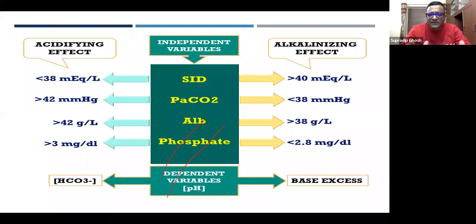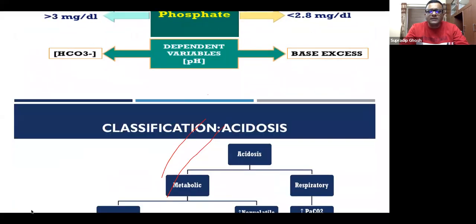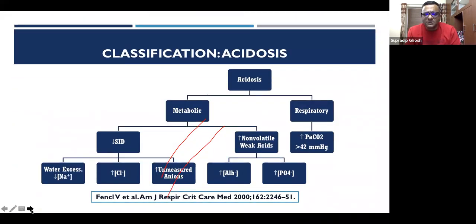The opposite is true. If the SID goes below 38 milliequivalents per liter, that produces metabolic acidosis. If the PaCO2 goes above 42 millimeters of mercury, it produces respiratory acidosis. If the albumin goes more than 4.2 grams per deciliter, this produces acidosis, and phosphate more than 3 milligrams per deciliter produces acidosis. The rest are all dependent variables: bicarbonate, pH, and base excess are all dependent variables. So it's very simple, and this way we can actually classify our acidosis. So if we go for acidosis, let's take an ABG.